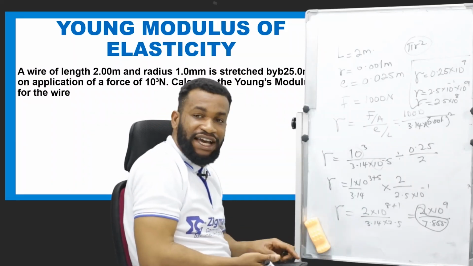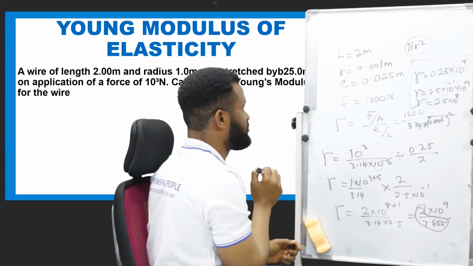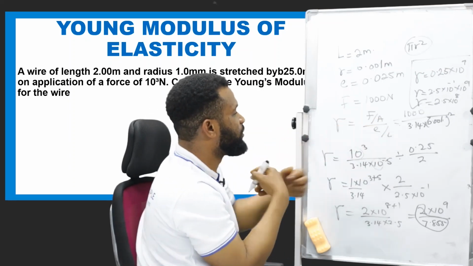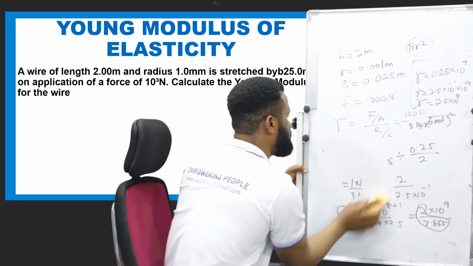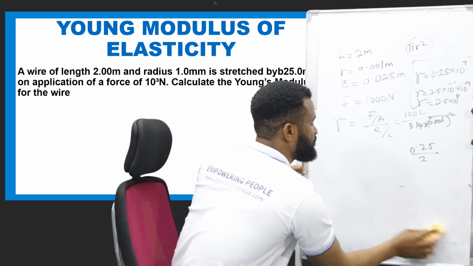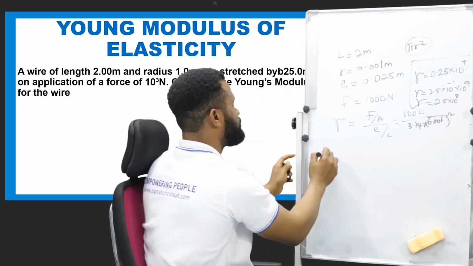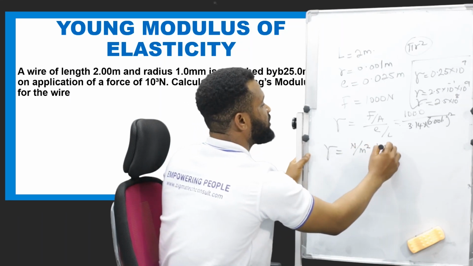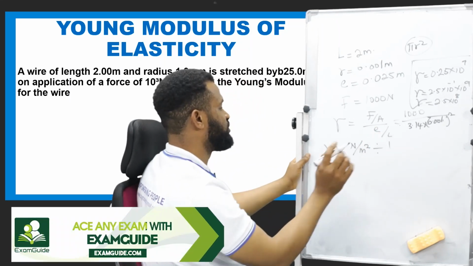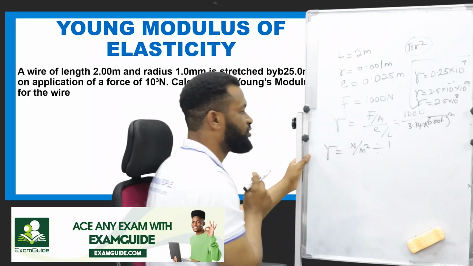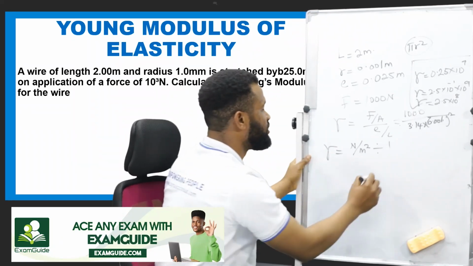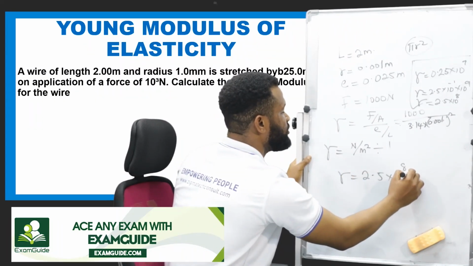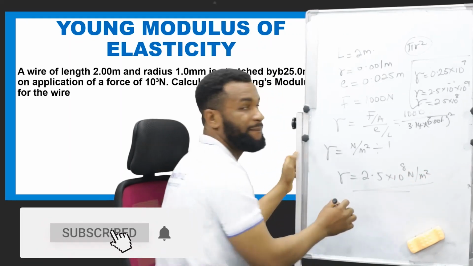And what is the SI unit of Young modulus? We can derive the SI unit of Young modulus by simplifying this. I'm going to do it here. Young modulus is given as force, which is Newton per meter squared, divided by, everything here is 1. So the Young modulus is Newton per meter squared. So this is going to be 2.5 times 10 raised to power 8 Newton per meter squared.